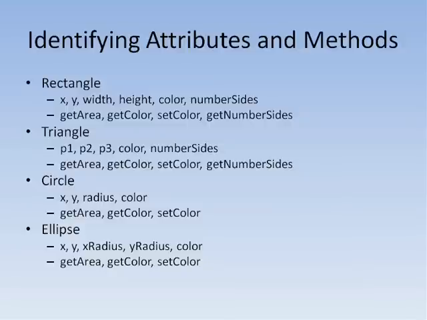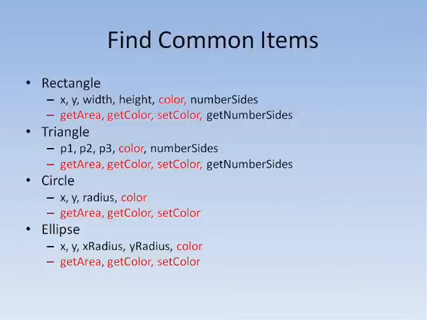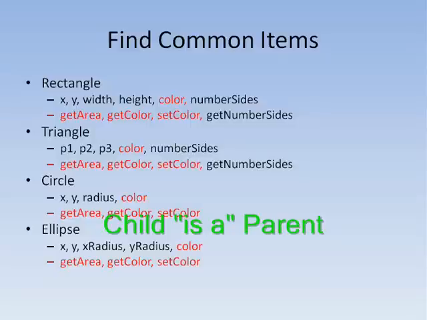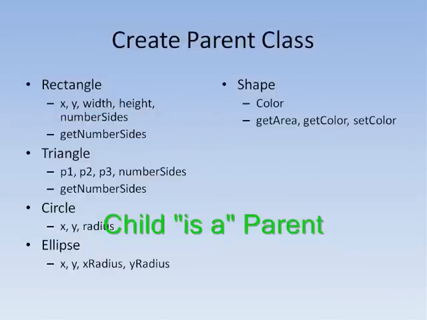Now we start looking for things that are shared in common. Each of our classes has a color, methods for getting and setting the color, and a method for computing the area. We'll want to put all of these in a parent class. When thinking about parent classes, you want to think of isa. All of these are shapes. A rectangle is a shape, a triangle is a shape, a circle is a shape, and an ellipse is a shape. So we'll make a class shape and put the common things there.